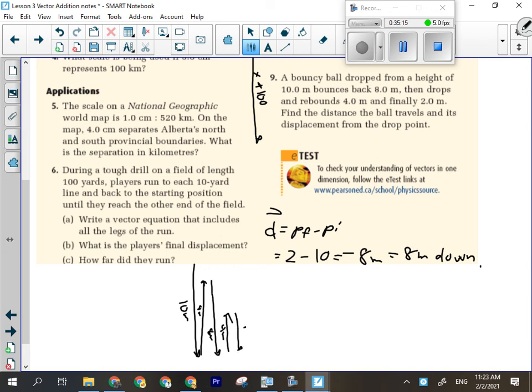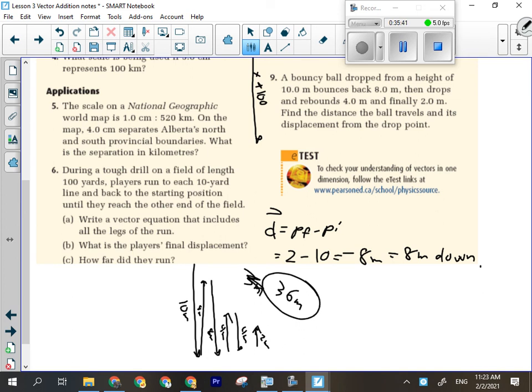Falls 4 meters, and then comes back up 2 meters. All right, so we got 10 plus 8 is 18, plus 8 is 26, 30, 34, 36 meters. Whoa, not 3, 36 meters is our total distance traveled on that. Okay, people often forget the up and down part of the bouncing when they do that question.